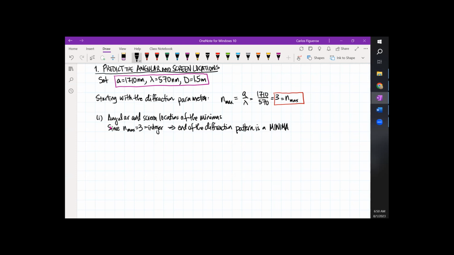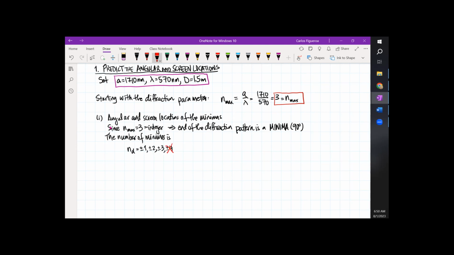So we know that at 90 degrees, we have a minima. So then this immediately tells us the number of minimas. So the number of minimas goes like this. We know that n_d goes as plus or minus 1, plus or minus 2, plus or minus 3, plus or minus 4.